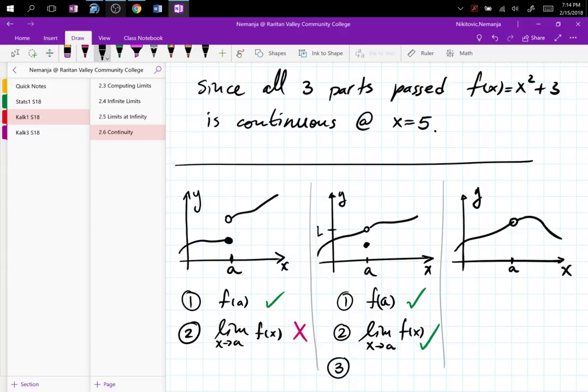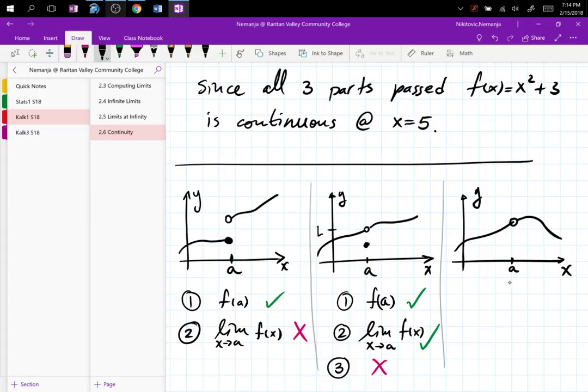How about the third rule? Is the y value for the open circle and the y value for the closed circle the same? No. So that's where it fails. So function value exists, that's what the black circle is. The limit exists, that's what the open circle is. But they're not at the same y elevation. So the third one doesn't fit.